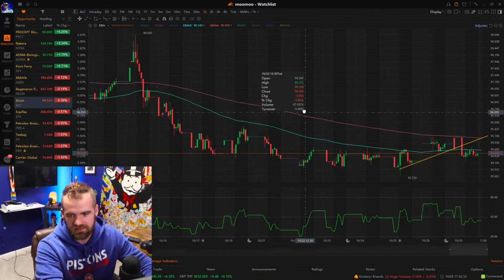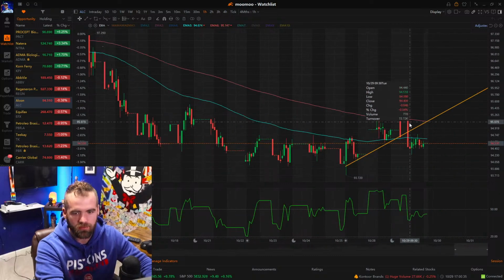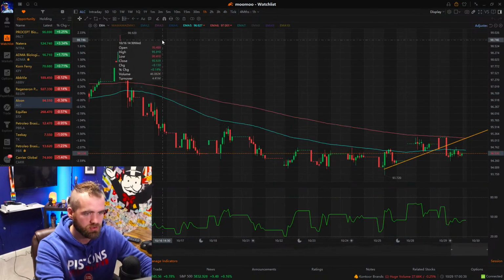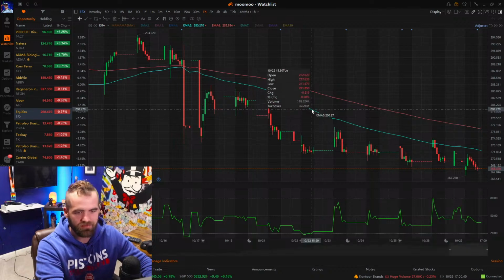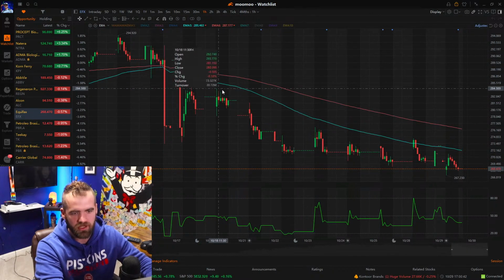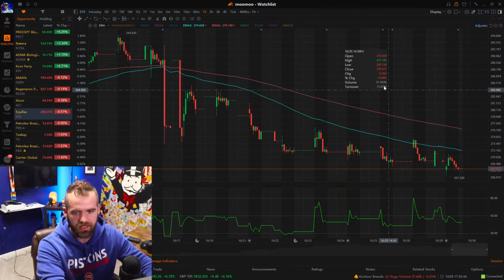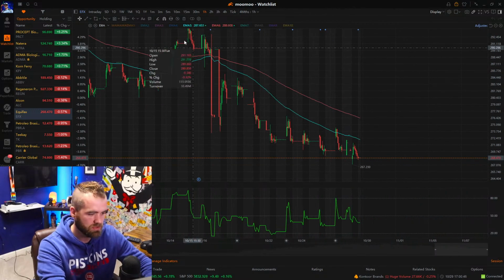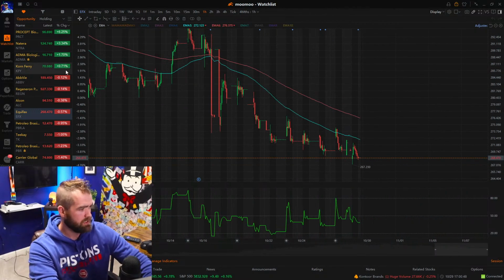ALC hasn't been doing much. Almost had that breakout above the 200. EFX here, similar situation, selling off down below the 200A. Hasn't been doing much here.